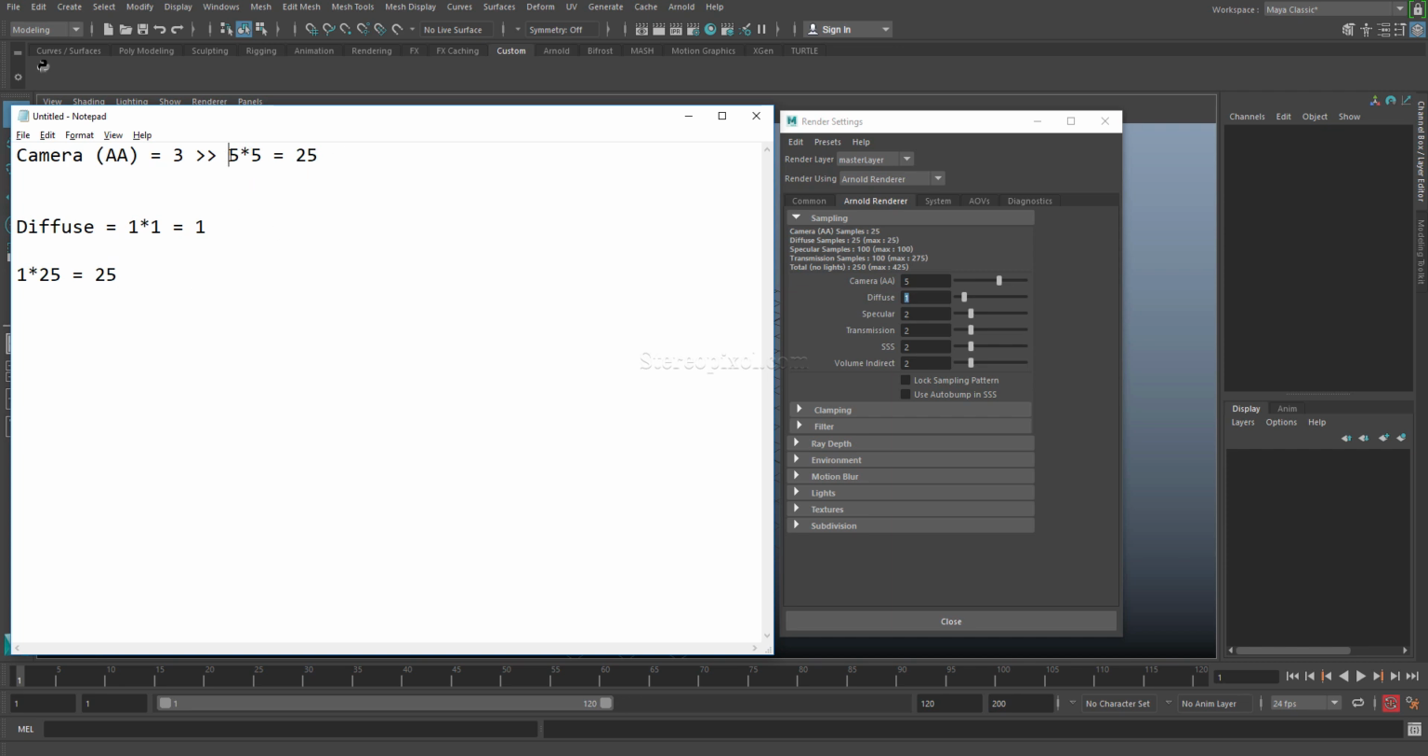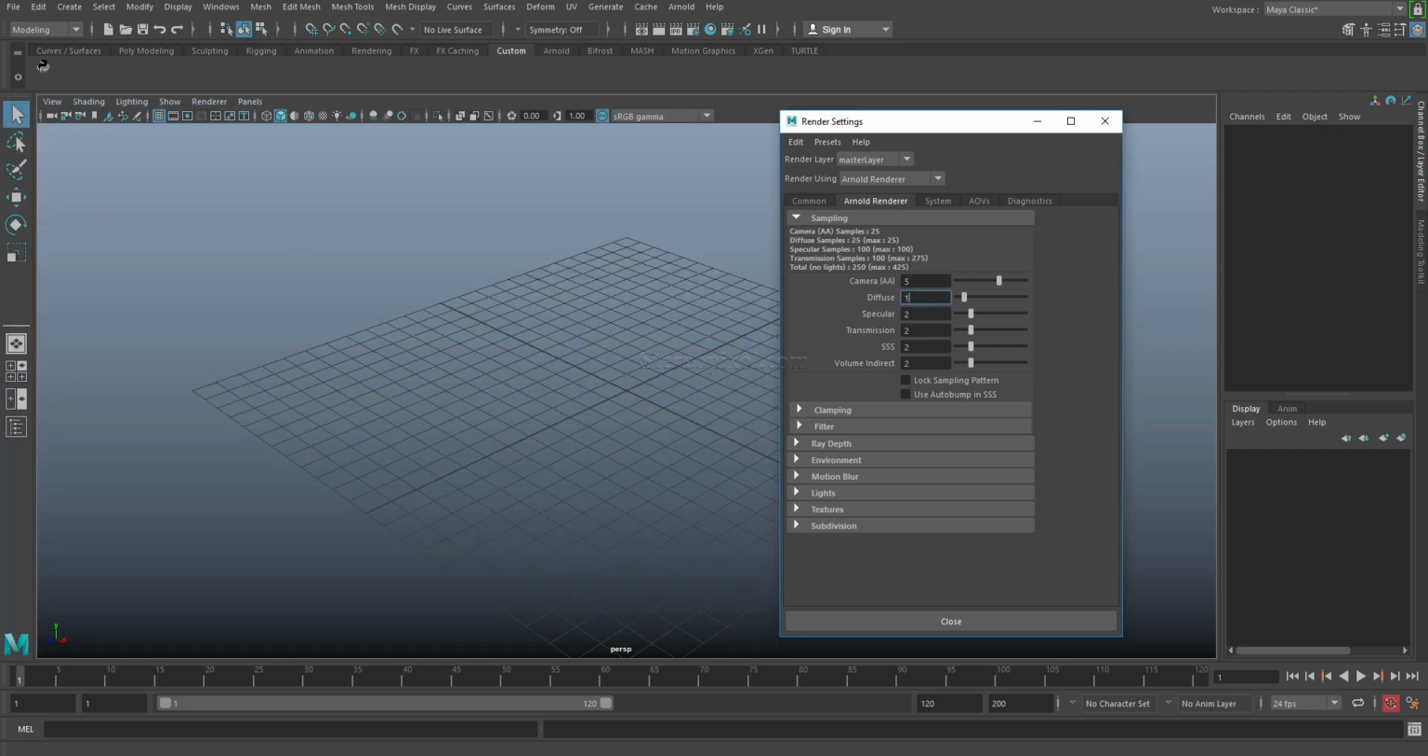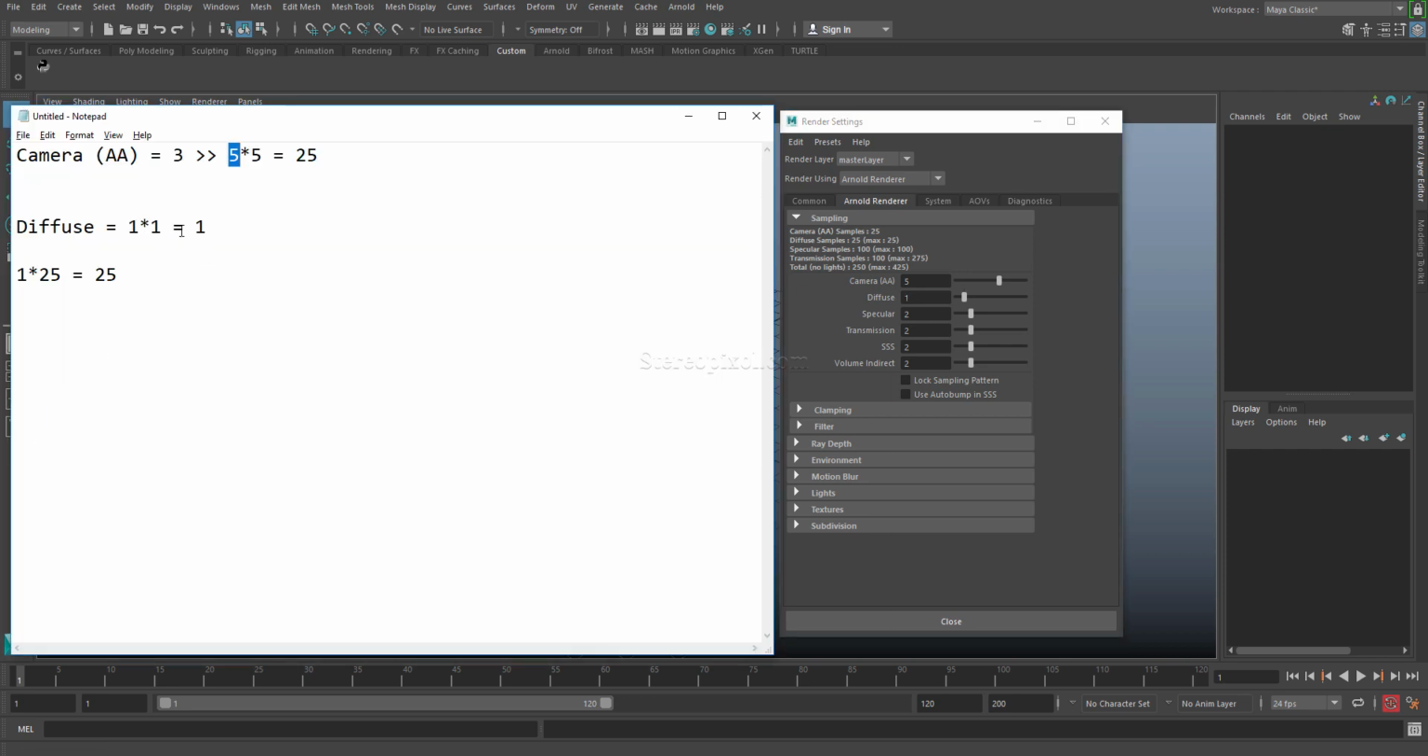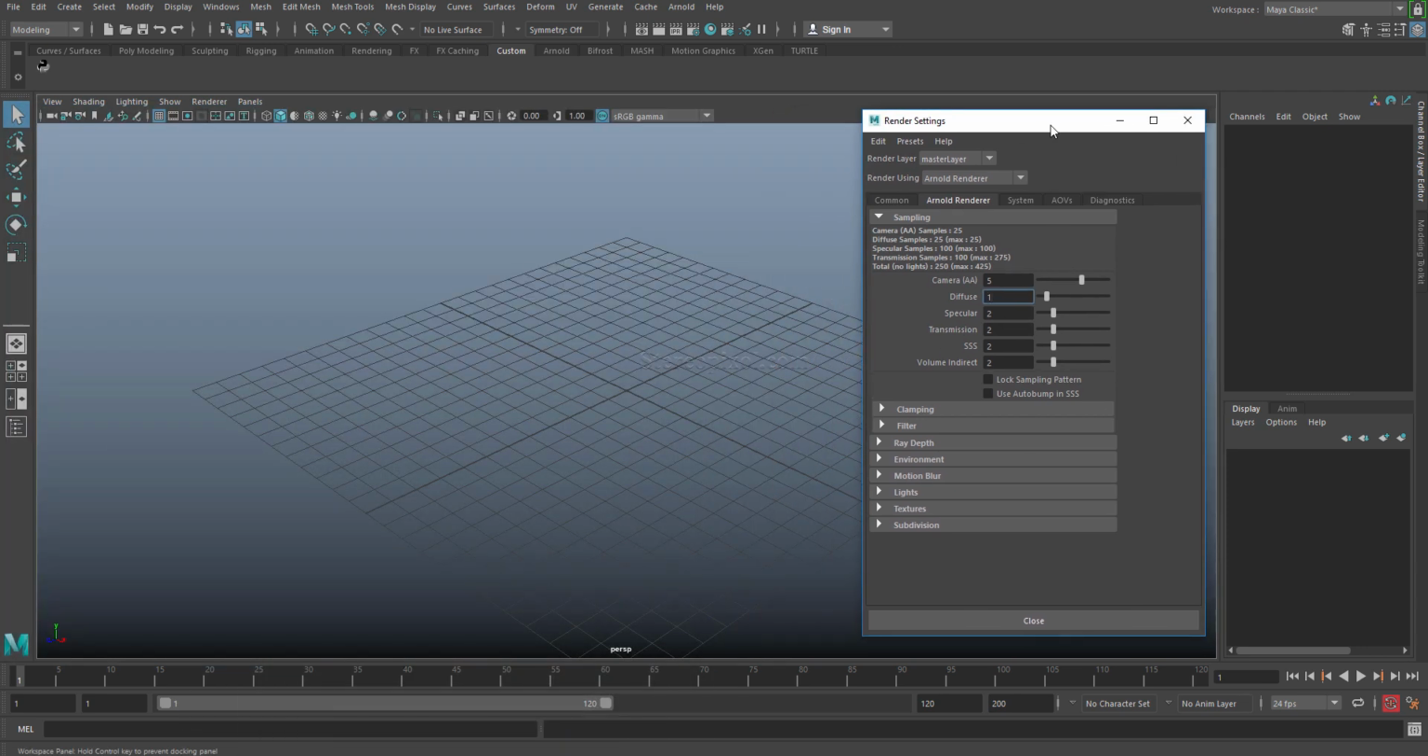First these values will be self-squared, like 5 into 5 is 25, and then this one is 1 into 1, which is 1, and then they will multiply with each other. So 25 into 1 is 25. That's how the calculation of the sampling is happening in the Arnold render in Maya.